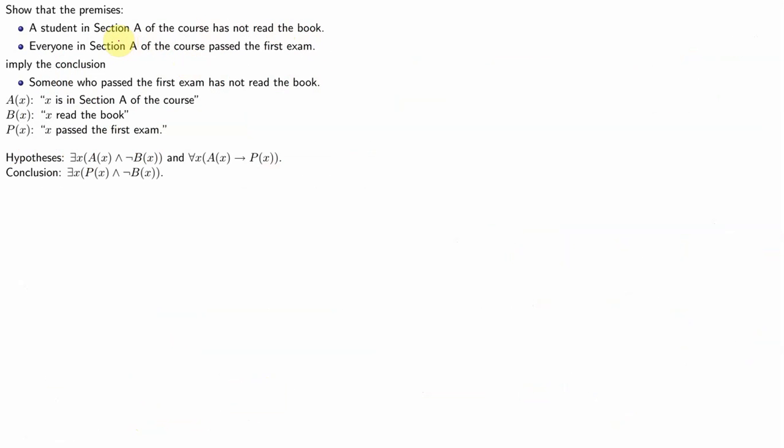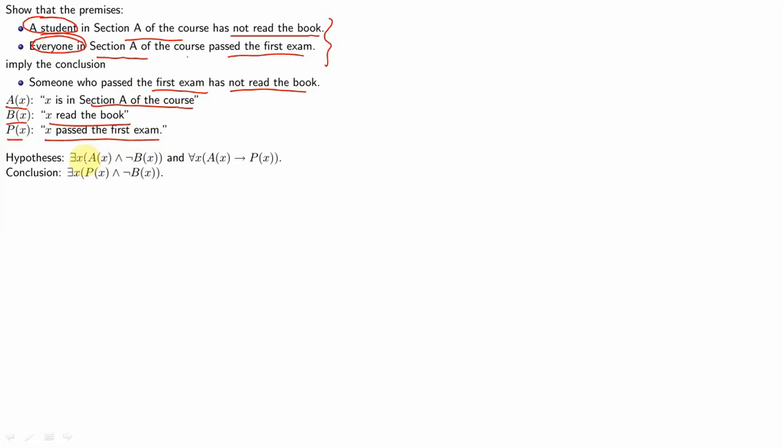A student in section A of the course has not read the book. Everyone in section A of the course passed the first exam. Can I use these two statements to imply someone who passed the first exam has not read the book? Now see, a student, that means existential. Everyone, that means universal. So if I define AX to be X is in section A, BX to be X read the book, and PX to be X passed the first exam.